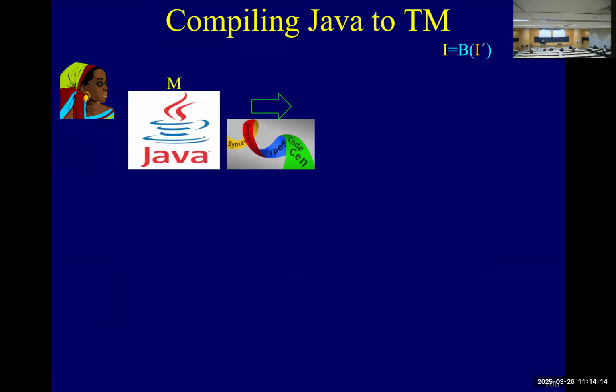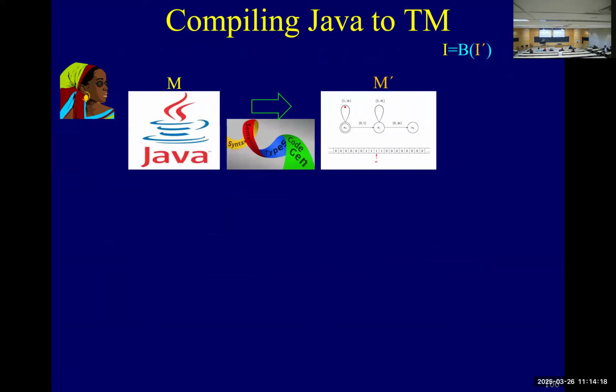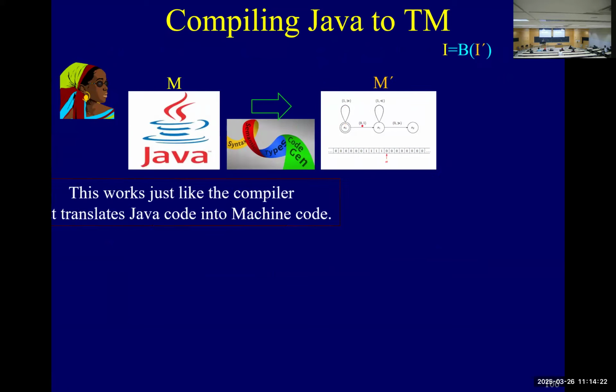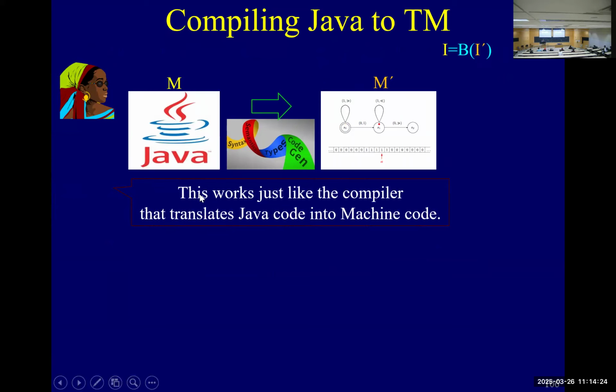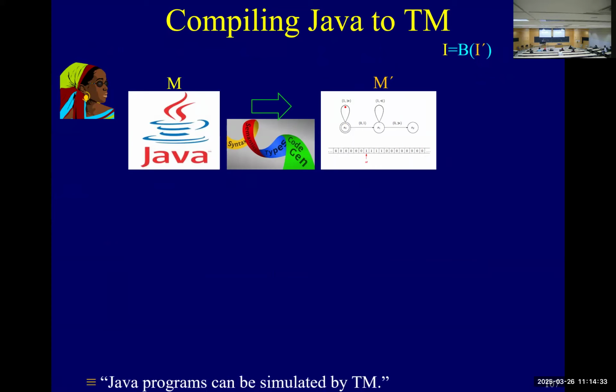All right, so here we have another thing. You give me a Java program, I compile it into a Turing machine, right? So this works like a compiler. It translates code into, right? You give it a Java program, the compiler turns it into machine code, but here we convert it into a Turing machine, right? So we're saying Java programs can be converted into Turing machines, right?